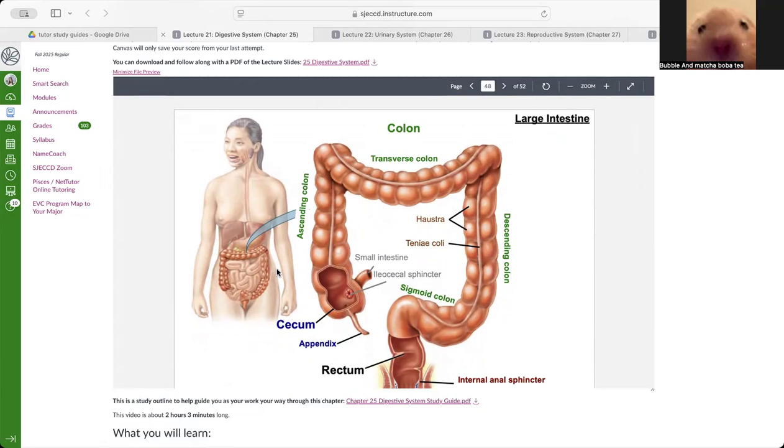So we have the large intestine, which contains the cecum, which is the little pouch. And it has the ileocecal sphincter that helps regulate the flow of chyme from the small intestine to the large intestine. We have the appendix, which is the long, skinny one. It houses microbacteria, because if you don't have bacteria, you get sick.